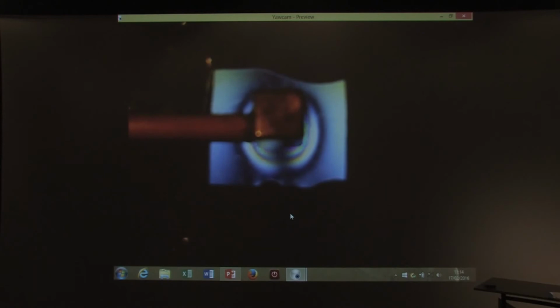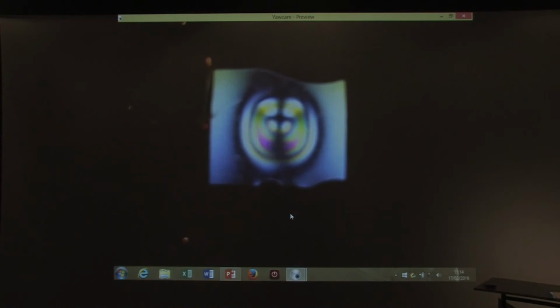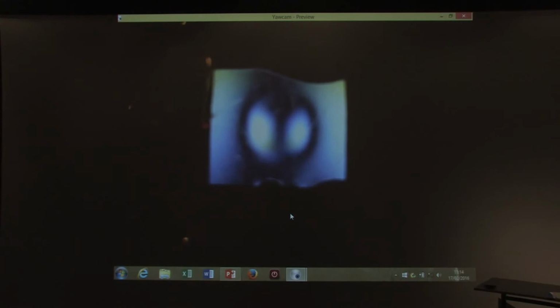There we are. So the rings that you see are a direct consequence of the alignment of the liquid crystal molecules in the thin film switching in the magnetic field. And the more rings you see, the greater the deformation. And so this is the basis of switching in liquid crystal TVs. You're doing it with electric fields, not magnetic fields, but the principle is the same.